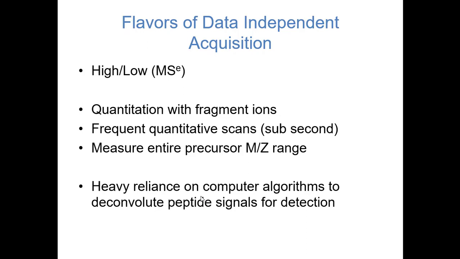So this was one of the early methods. It had a lot of compromises, or emphasized these compromises pretty heavily. As I said, the quantitation was done with fragment ions, but you do get fairly fast quantitative scans, usually less than a second for each of these scans. And so you get a lot of points across the peak, or it lets you have very narrow peaks. Another advantage of this approach was that it did measure across the entire precursor range. It would measure from like 400 to 1600 or 200 to 1600.